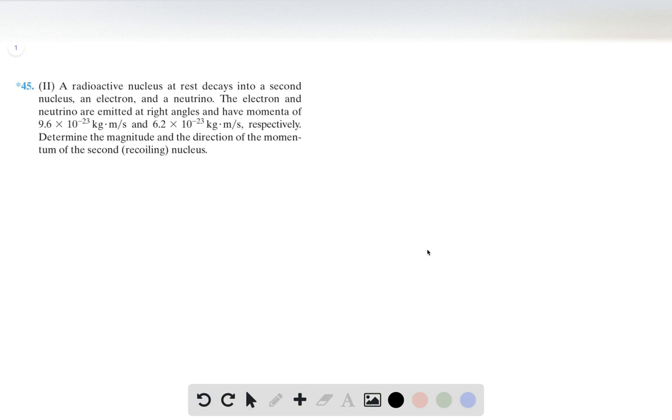So in this question, we have a radioactive nucleus, called nucleus A, that is initially at rest, but then it decays into three different particles. It decays into a neutrino, an electron, and another nucleus B. The electron and neutrino are emitted at right angles, and they have their own respective momentums. And we need to determine the magnitude and the direction of the momentum of the second nucleus, nucleus B.